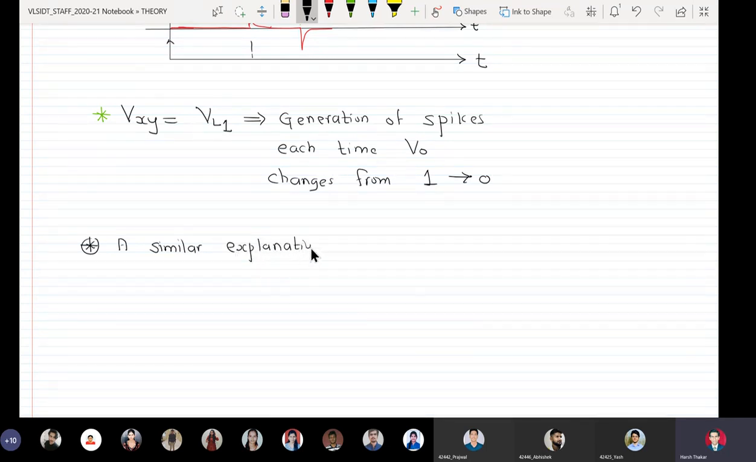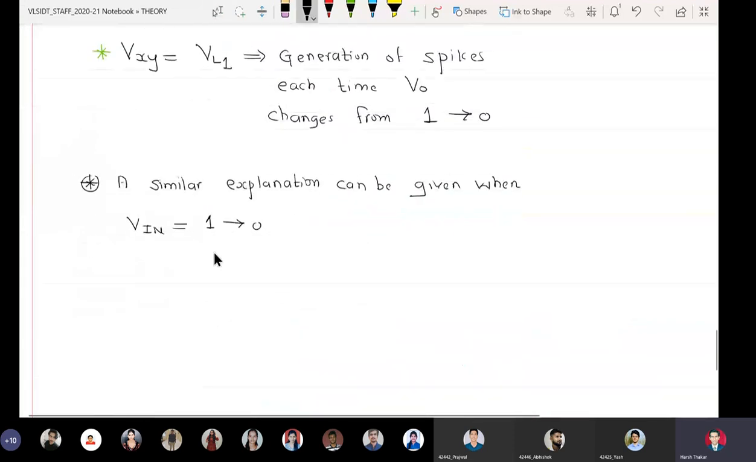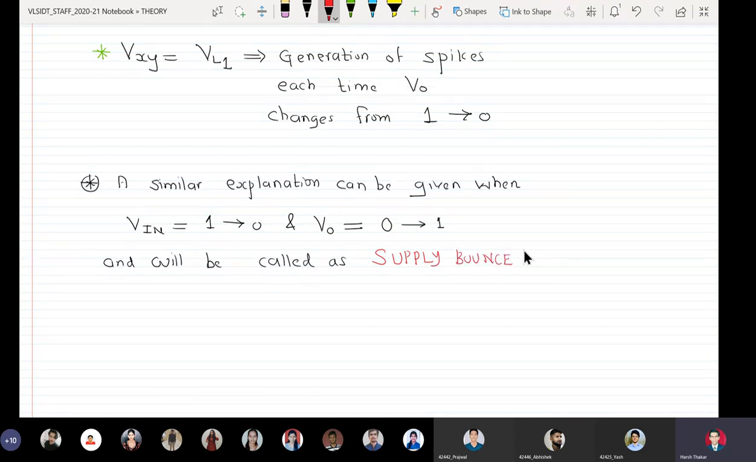A similar explanation can be given when Vin changes from 1 to 0 and Vo changes from 0 to 1, and this will be called supply bounce. Okay. Fine.